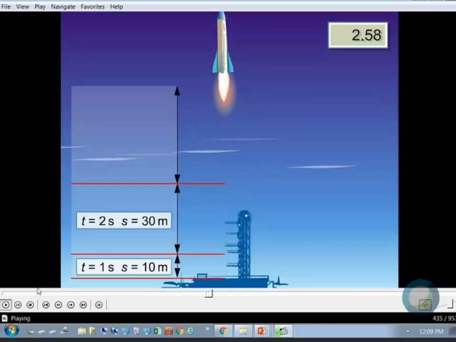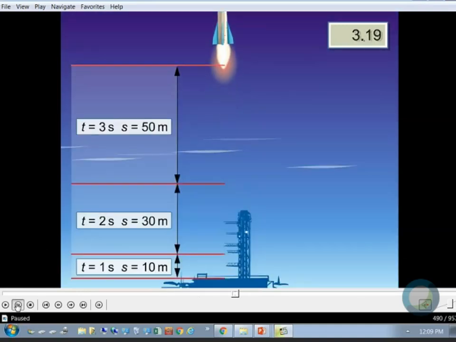I would like to suggest that all of you understand this. T, time taken 1 second, then S is the distance traversed. If it is 10 meters in the first second, 30 meters in the second second, and 50 meters in the third second, then what should be the acceleration? Is it uniform or something different? How to understand and how to calculate? You should go through it this way.